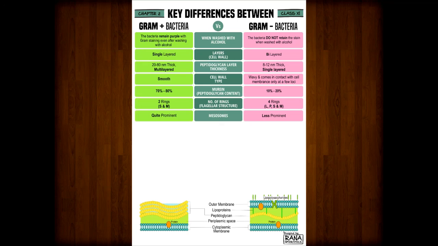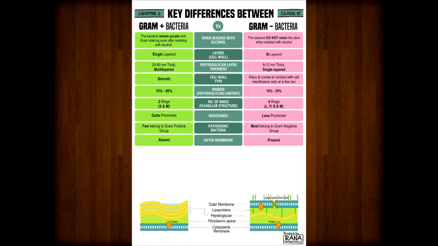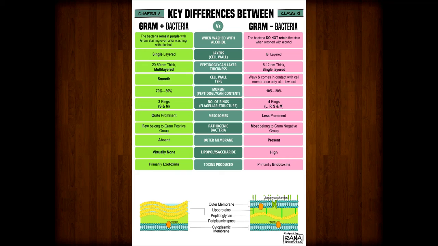In gram-positive bacteria, the mesosomes are quite prominent, while in gram-negative bacteria, the mesosomes are less prominent. Only a few pathogenic bacteria are gram-positive, while most pathogenic bacteria belong to the gram-negative group. In gram-positive bacteria, the outer membrane is absent, while in gram-negative bacteria it is present. In gram-positive bacteria, the presence of lipopolysaccharides is virtually none, while in gram-negative bacteria it is high. Gram-positive bacteria primarily produce exotoxins, while gram-negative bacteria primarily produce endotoxins.